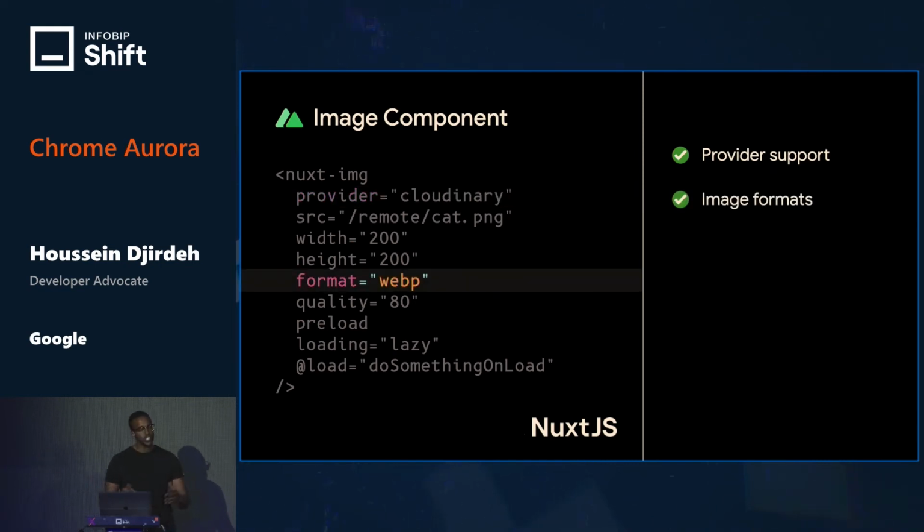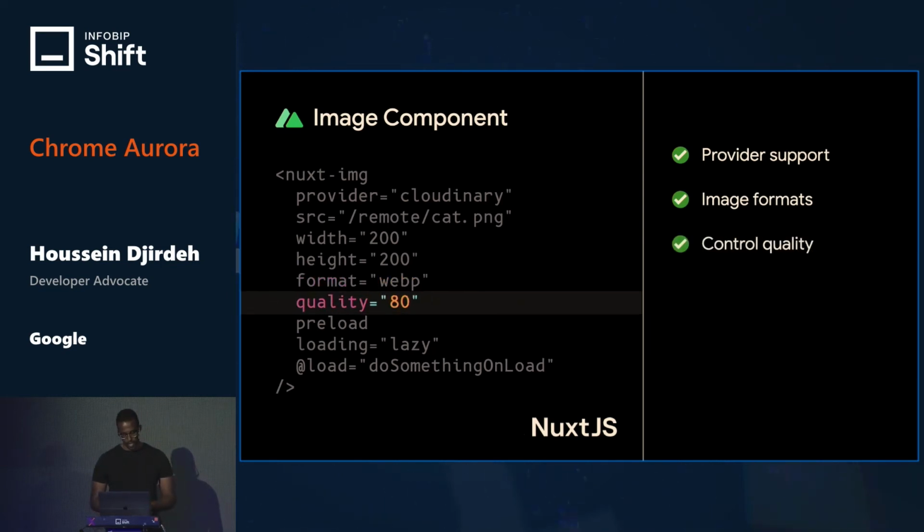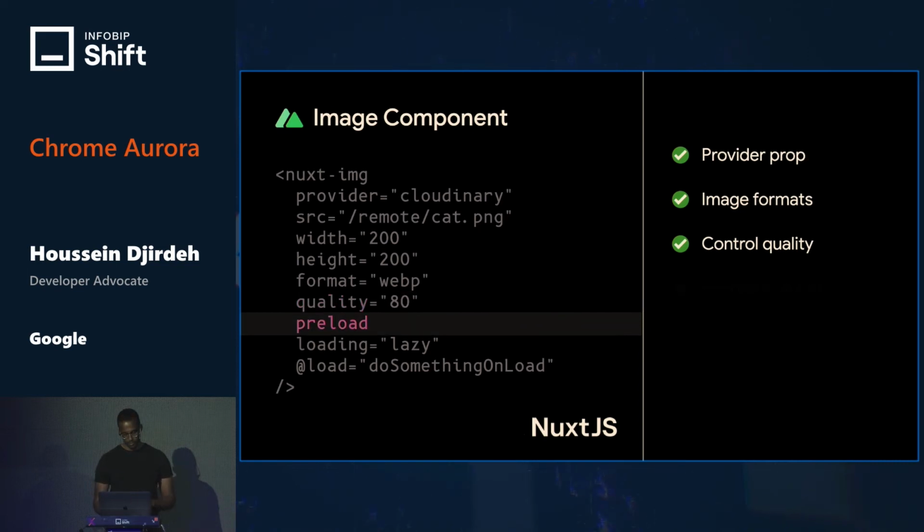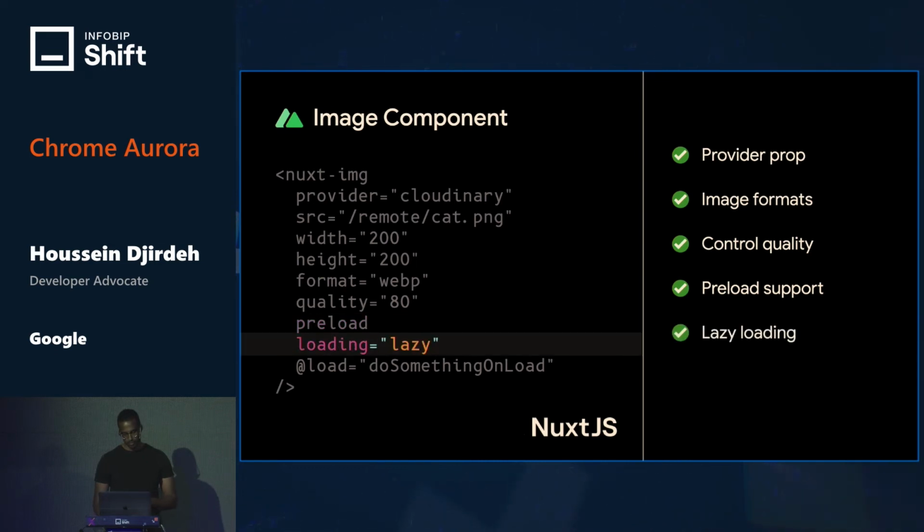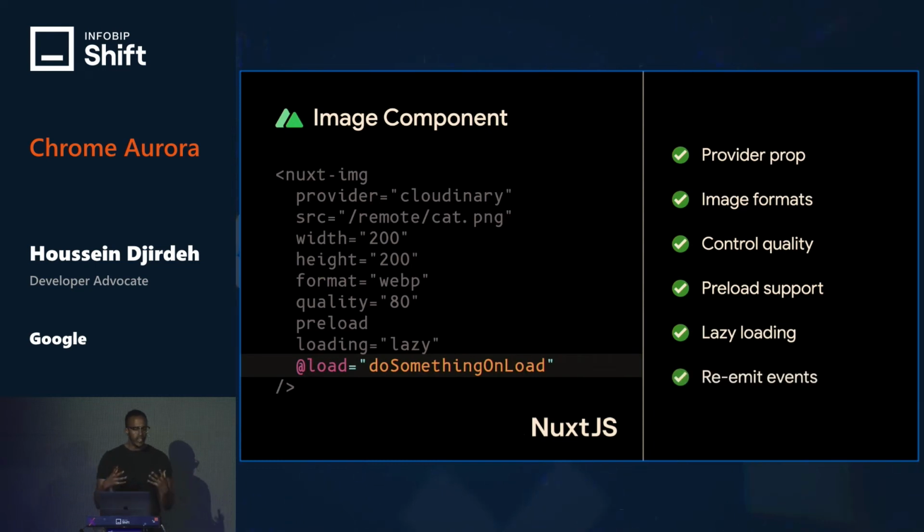Want to serve images in a different format, like WebP? There's also a prop for that. You can even control image quality with a single line of code. And preloading is even easier with the preload property, where Nuxt will automatically include a link preload tag in the page's head when included. The loading attribute is also present in case you want to lazy load images, and any native events emitted by the image tag can be listened to and handled directly in Nuxt image, like the onload event, for example.